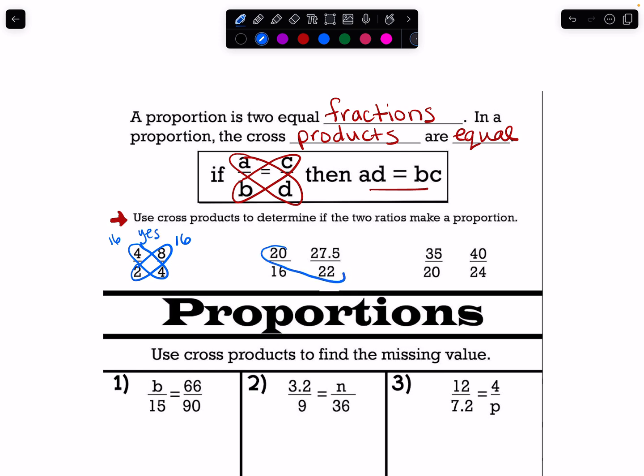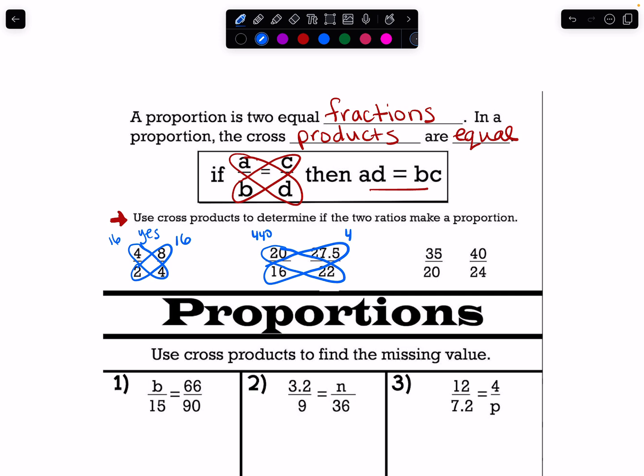For this one, we're going to do 20 times 22 is 440, and then we're going to do 16 times 27.5, which is 432. So this one is a no. Well, that doesn't make sense, does it? 16 times, just checking on my calculator. Oh, it's also 440. I am not starting this video over. I knew that sounded wrong.